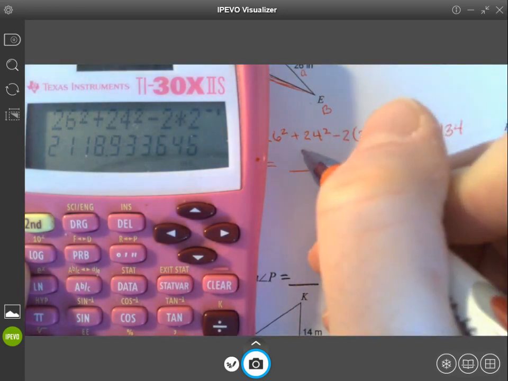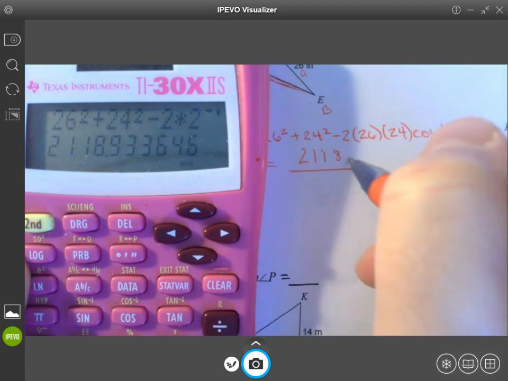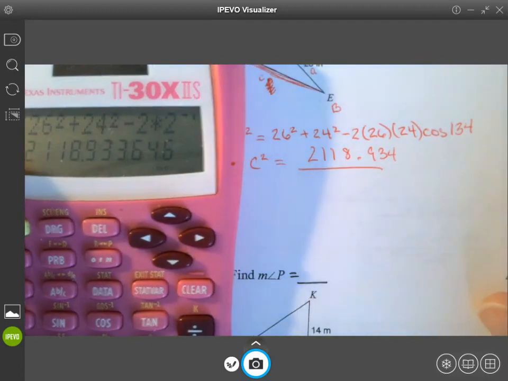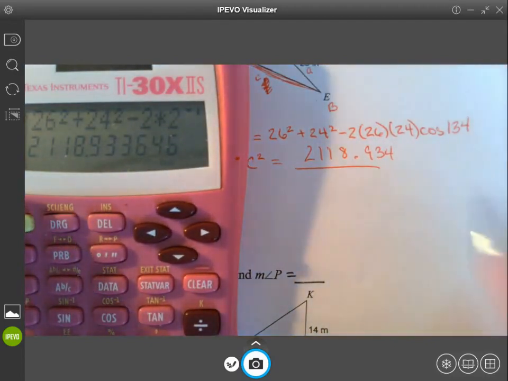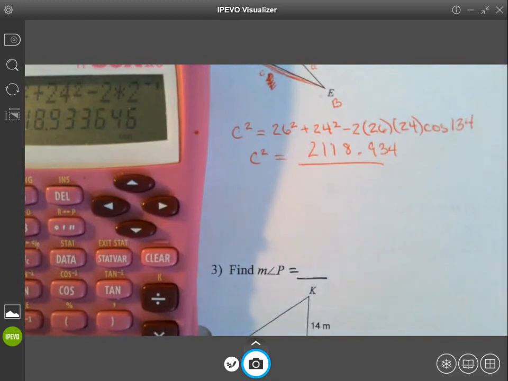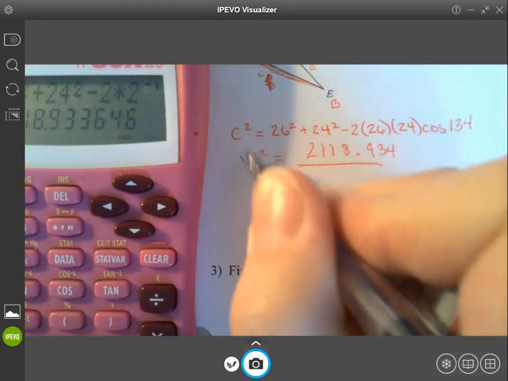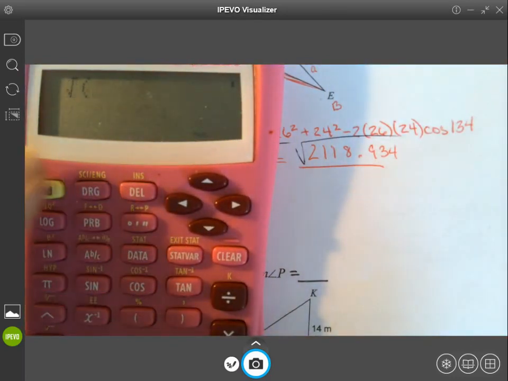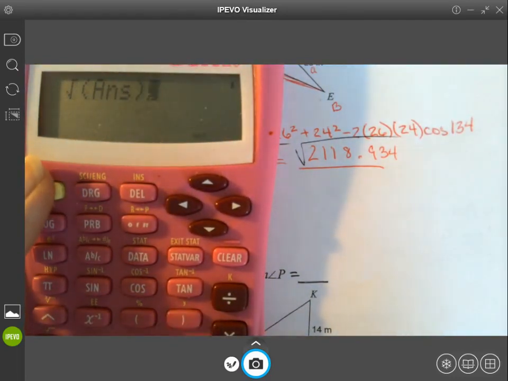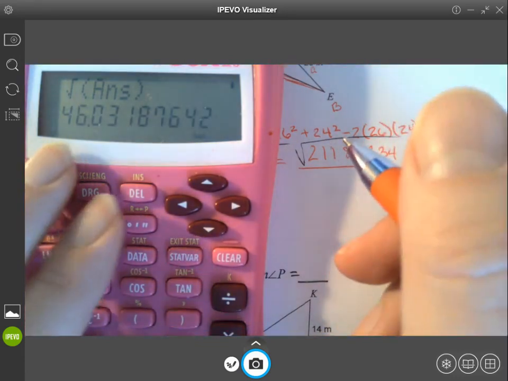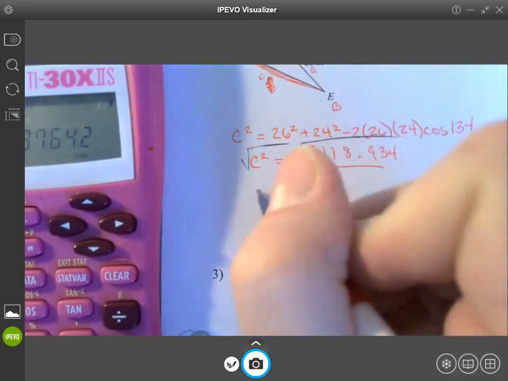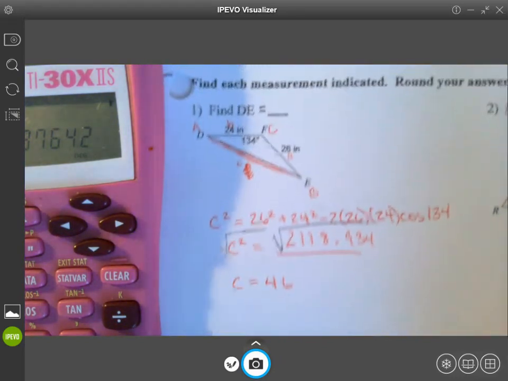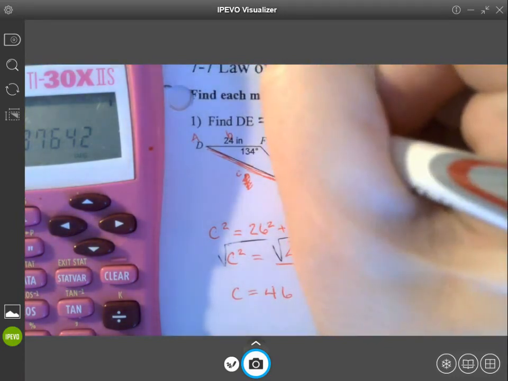Now, because I'm going to take the square root of it, I'm going to keep a couple decimal places, or I'm just going to use my calculator, but I don't want to round it to the nearest tenth until I'm done. Now, what gets rid of a square is a square root. Same thing we've been using when we did the Pythagorean theorem. And so I'm going to do the square root, and I'm going to use my answer, second negative sign. And that gives me 46.03. So nearest tenth, side C is 46. Now we called it side C. It was officially DE.